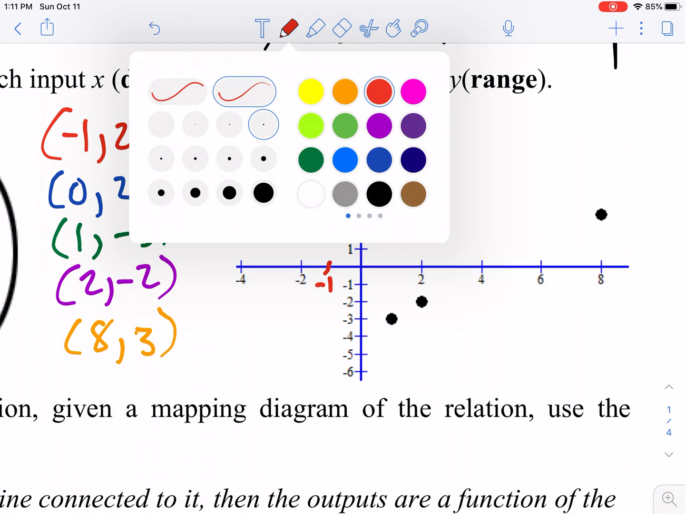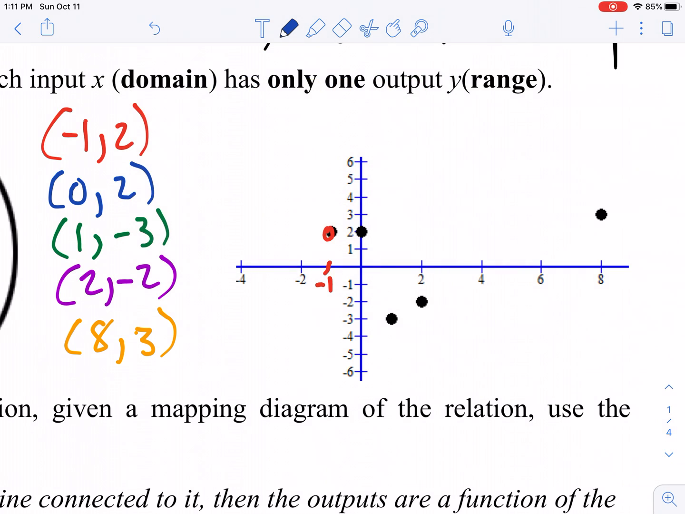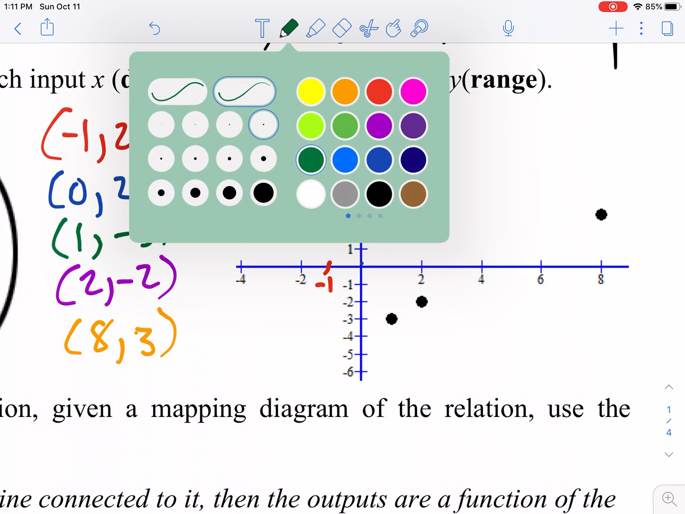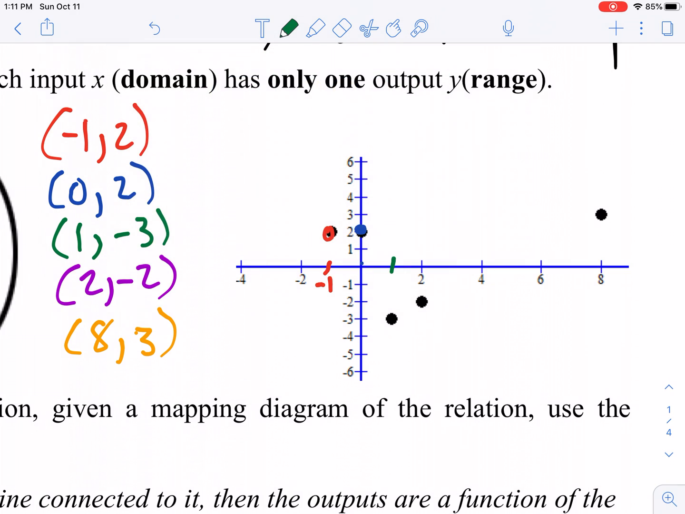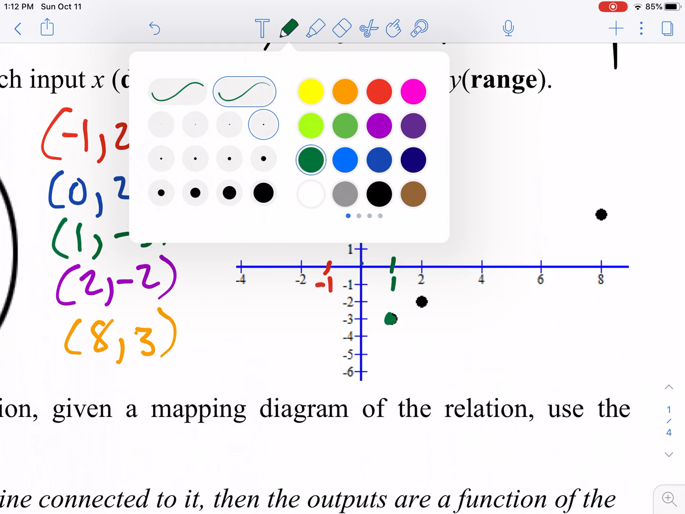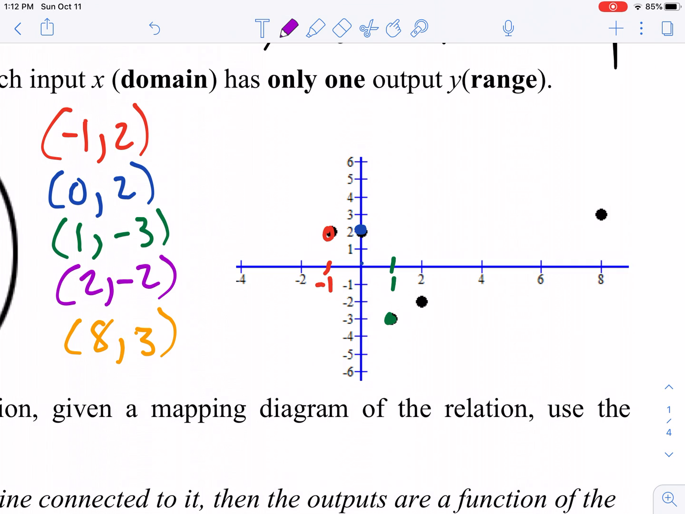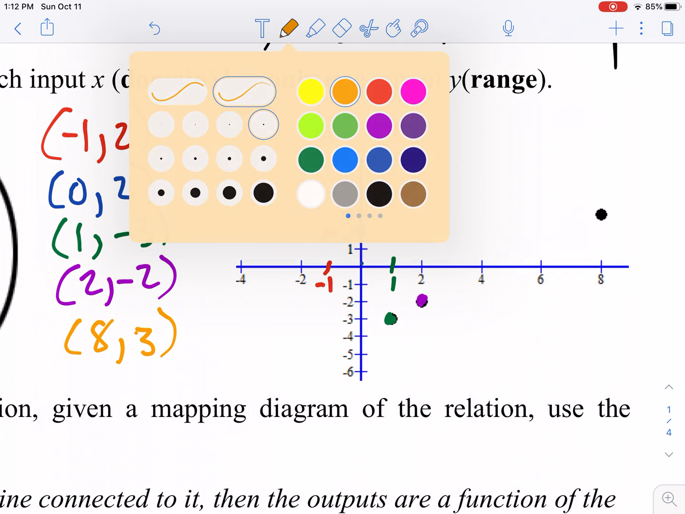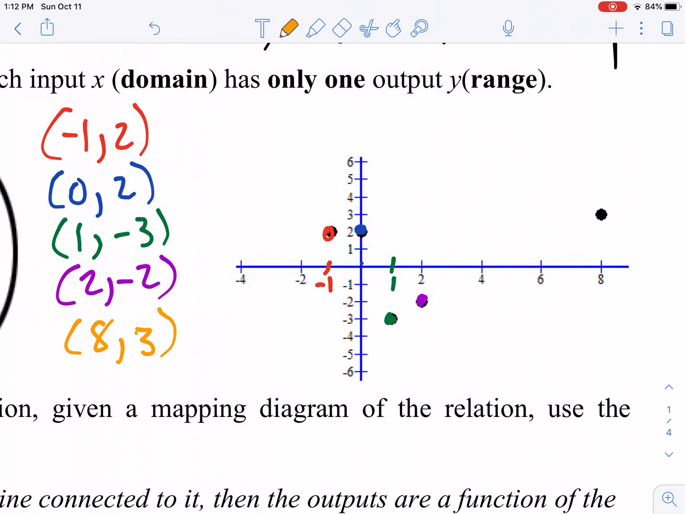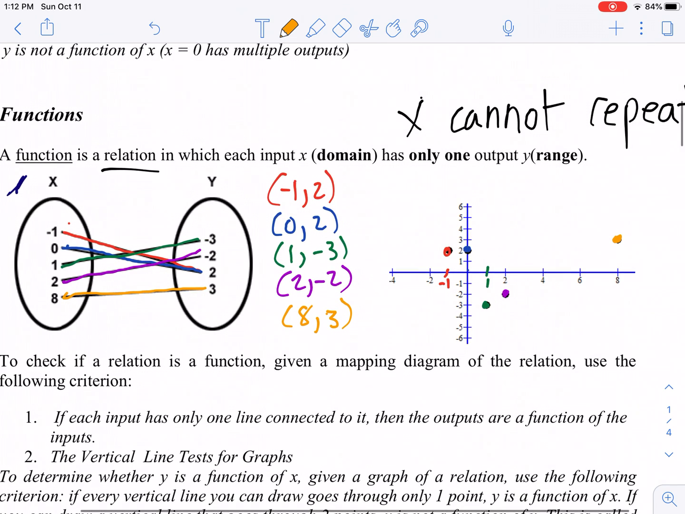Okay? Then 0, 2. Okay, 0, 2 would be 0 on the x, up 2 on the y. So that guy there. Then we have 1, -3. That would be 1 out on the x, down 3 on the y. So we're there. Then we have 2, -2, be out 2 on the x, down 2 on the y. So that would be there. And then 8, 3 would be 8 units on the x, up 3 on the y. So right there. Okay, so far, these all represent the exact same thing. Our mapping, our points, and our graph.